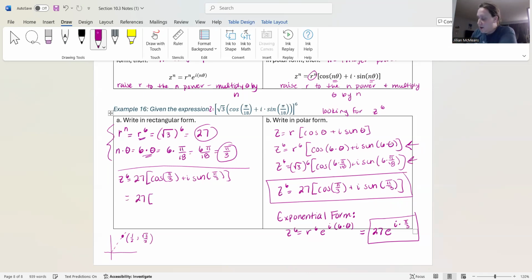So we get 27 times, well, cosine of pi over 3 is 1/2, and sine of pi over 3 is root 3 over 2. So we're going to just distribute our 27. We get 27 over 2 plus 27 root 3 over 2, and then I'm going to move my i to its rightful location. And that's it. I should have done polar form as part A and then rectangular form as part B because you need polar form to get rectangular form. But alas, here we are.